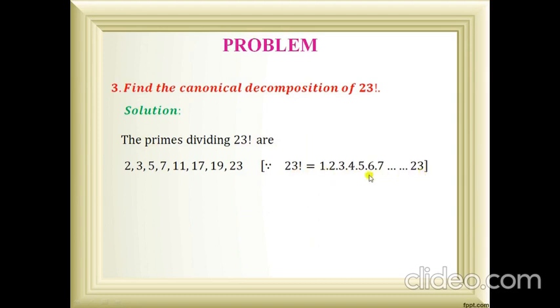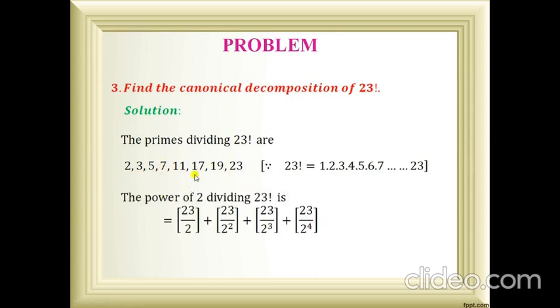The primes dividing 23 factorial: factorial values start from 1 up to the current number. We need to pick the prime numbers inside this value. So 1 is not a prime number, 2 is the only even prime number, then 2, 3, 5, 7, 11, 13, 17, 19, 23. These are all the primes inside 23 factorial. After that, we are going to find the power value of each and every prime.